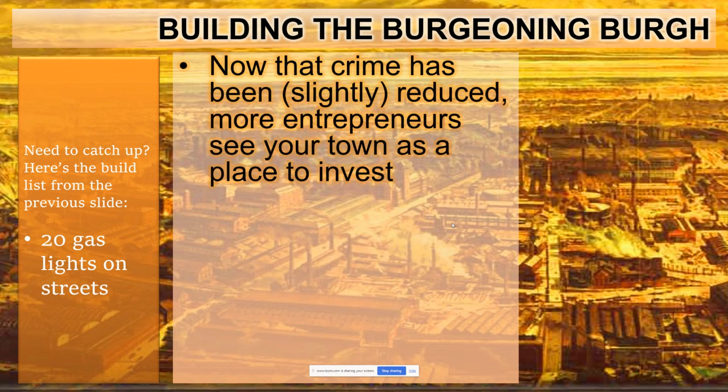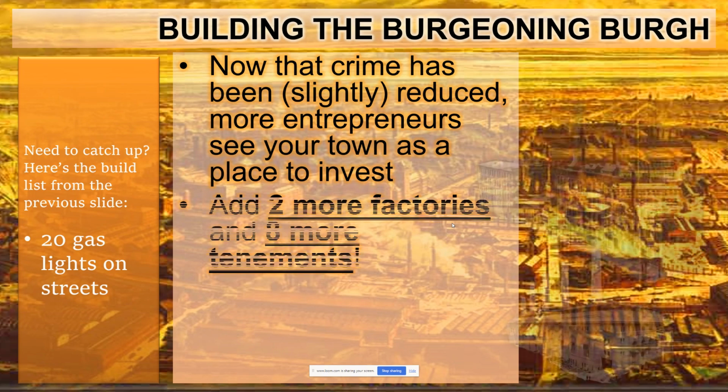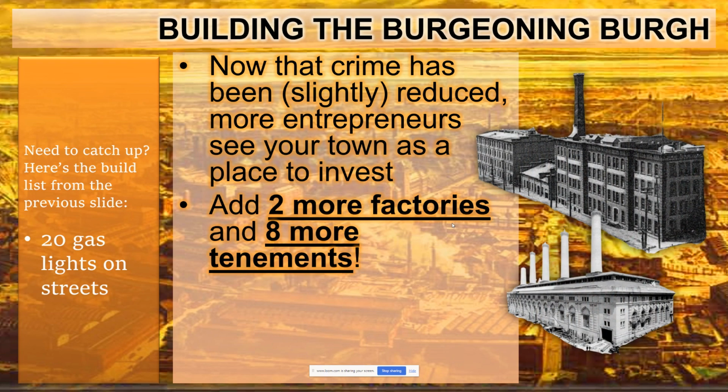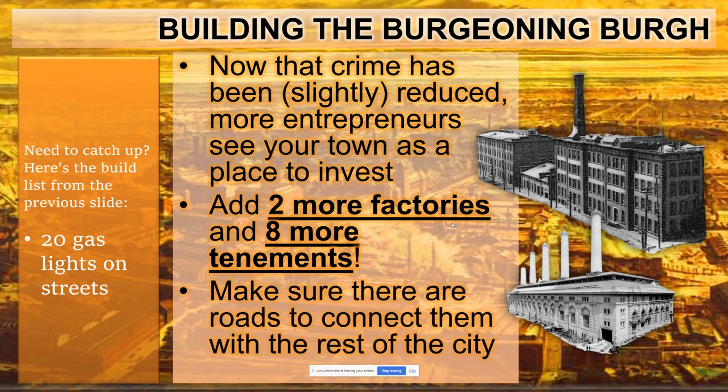Okay, now that crime has been slightly reduced, more entrepreneurs see your town as a place to invest. Get ready for some growth here, because you're going to add 2 more factories and 8 more tenement buildings to your town. So you know where those factories are on the left-hand side there, and the tenements in the top right. Go ahead and add those factories. Again, you get to mix and match with your factories. So if you want to use the exact same one, feel free to do so. If you want to use a different style of factory design, feel free to do so. But 2 more factories and 8 more tenements.